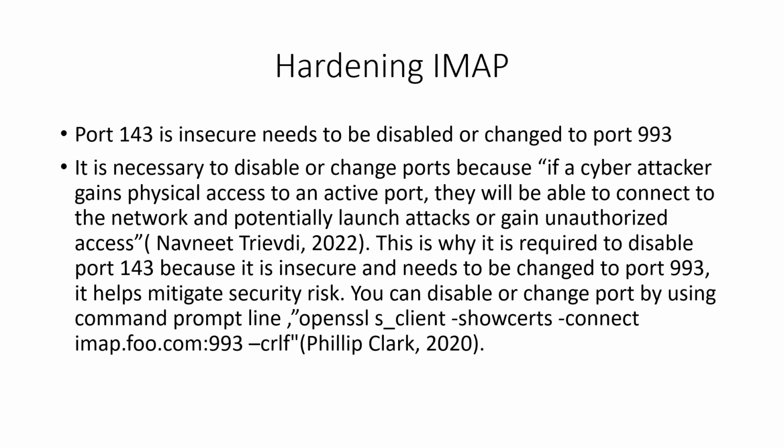The second hardening for IMAP will be to change from port 143. Port 143 is insecure and needs to be disabled or changed to port 993, which is the standard secure port for IMAP. It is necessary to disable or change ports because if a cyber attacker gains physical access to an active port, they will be able to connect to the network and potentially launch attacks or gain unauthorized access.